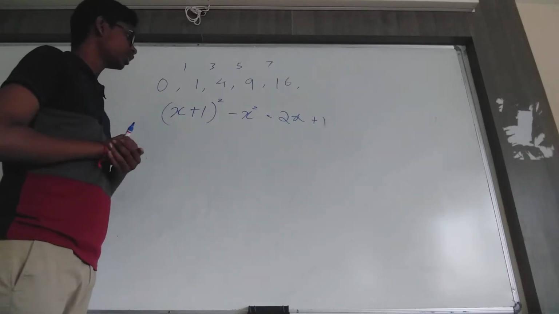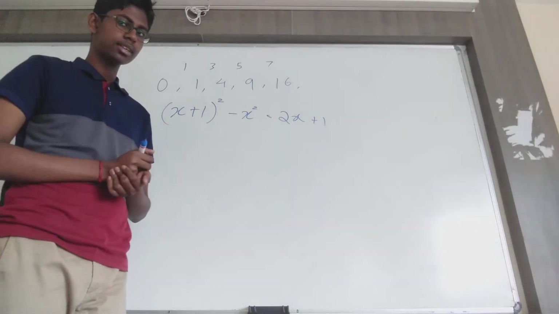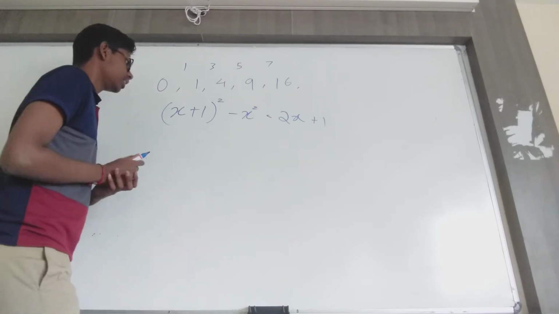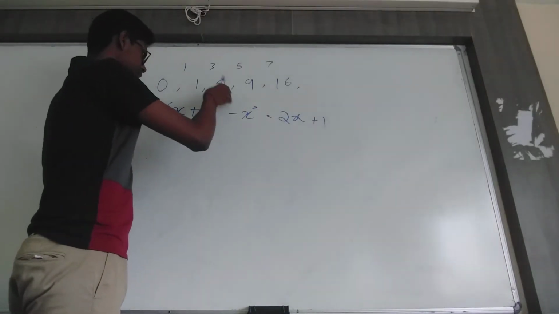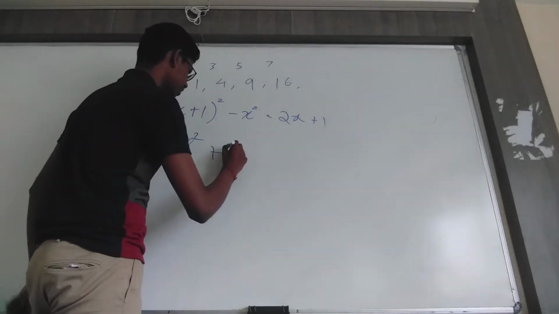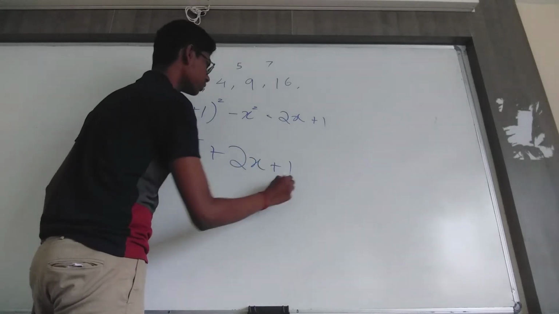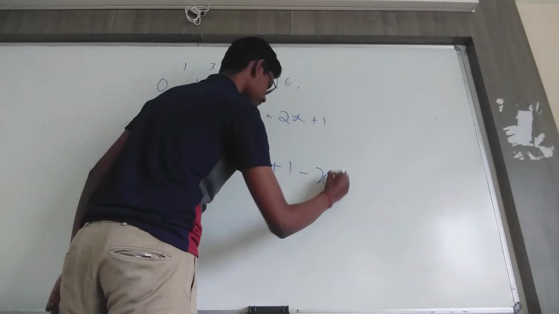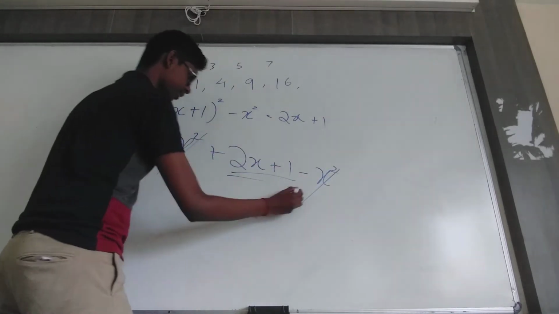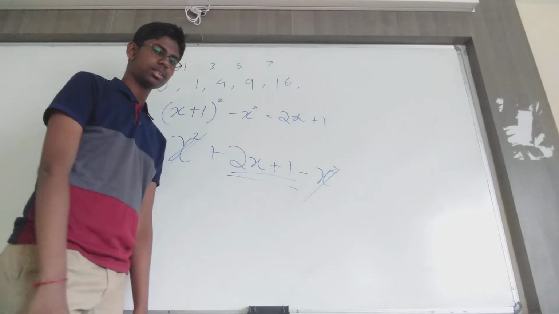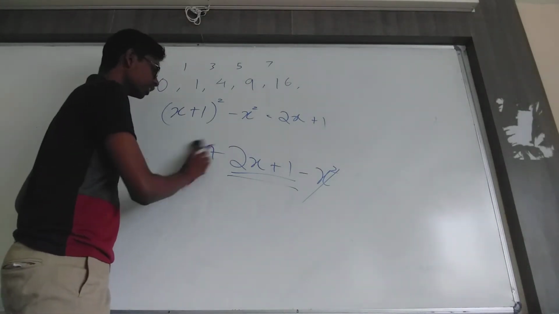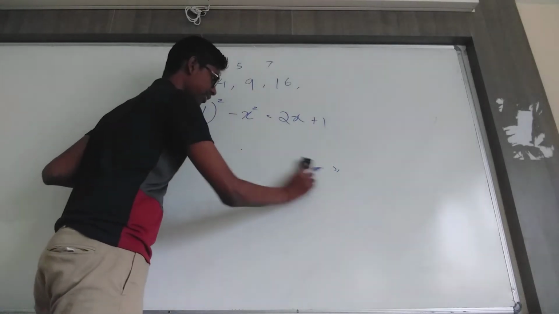We'll go on to show that this is a consequence of the formula a plus b whole square is a square plus b square plus 2ab. So according to that formula, we'll expand this x plus 1 whole square term. It's going to be x square plus 2x plus 1 minus x square, and indeed the x squares cancel, leaving 2x plus 1. So it is a consequence of this formula, and we'll also think about this result for a while.